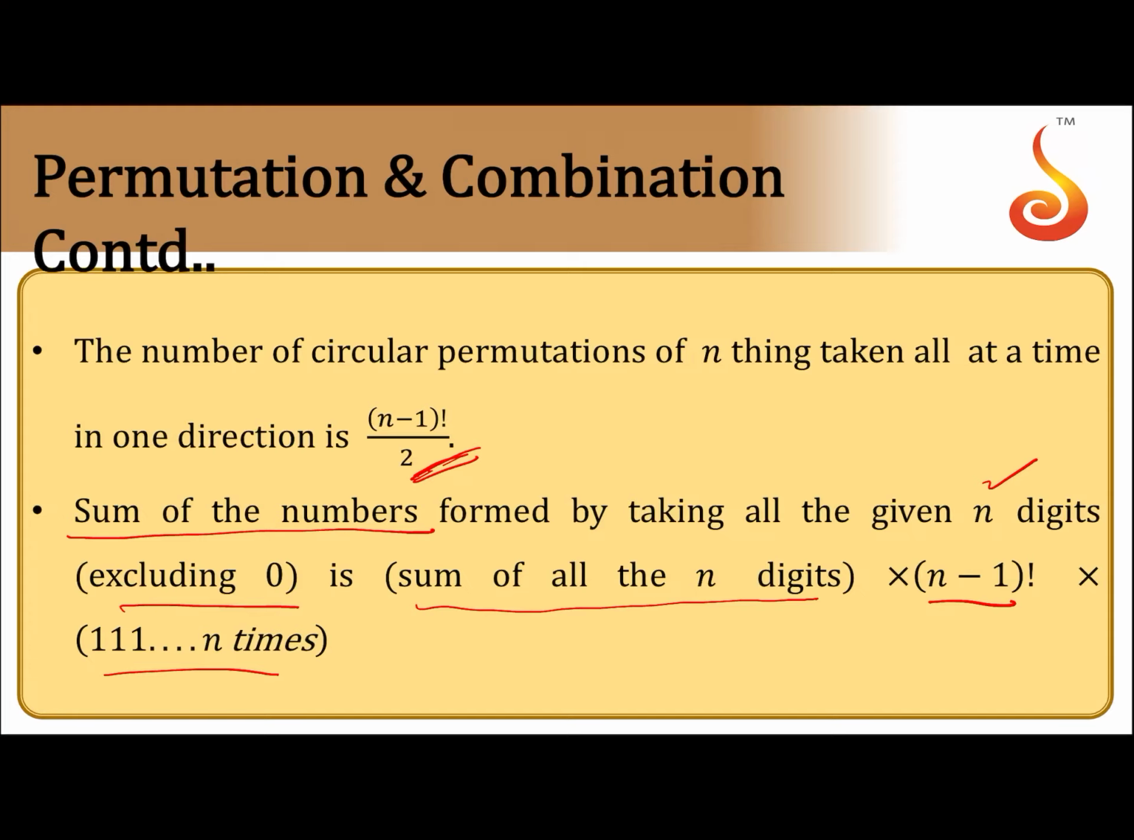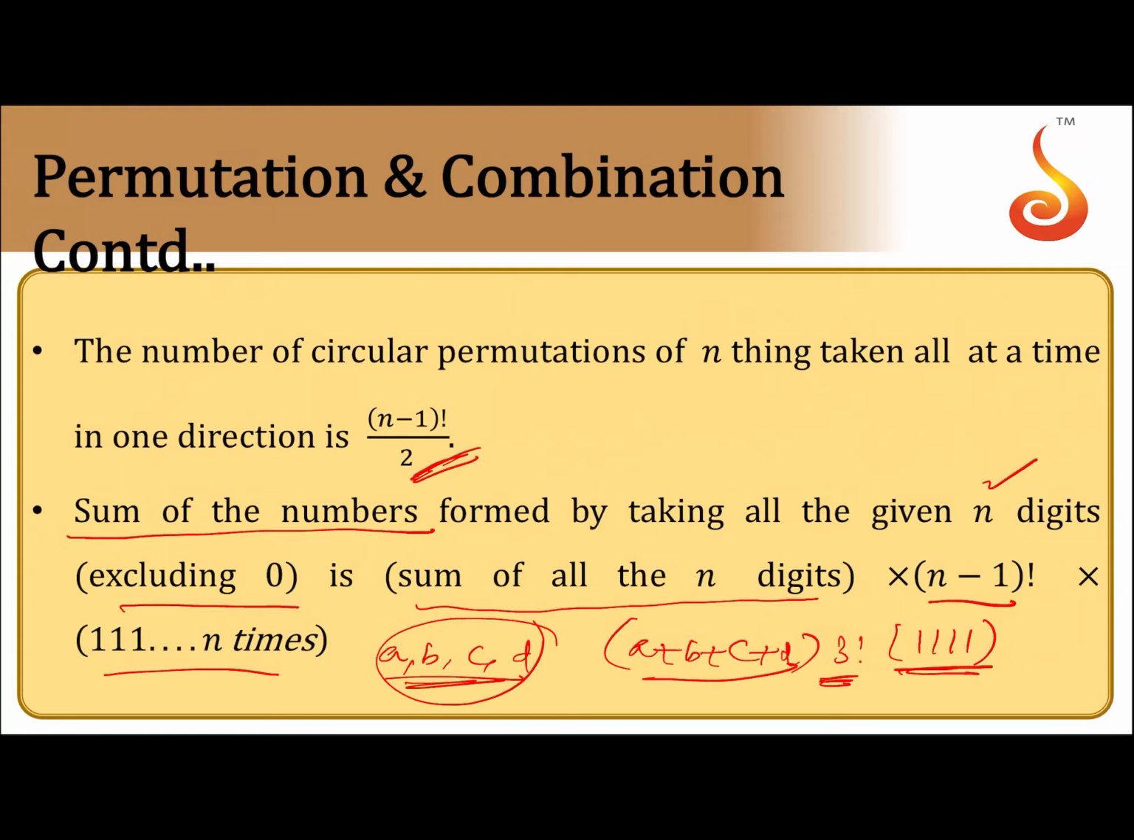As an example, if A, B, C, D are 4 distinct numbers, then the sum of all the permutations of numbers formed by these 4 taken all at a time is given by (A plus B plus C plus D) multiplied by (n minus 1) factorial, that is 3 factorial, multiplied by 1111, 4 ones, for 4 numbers.